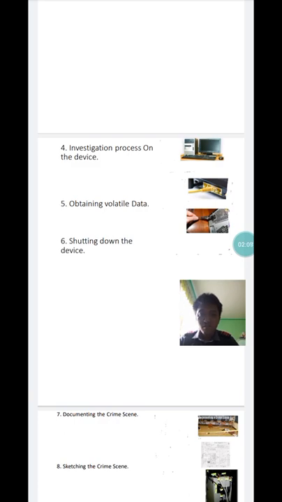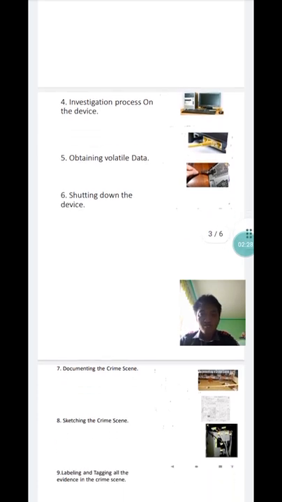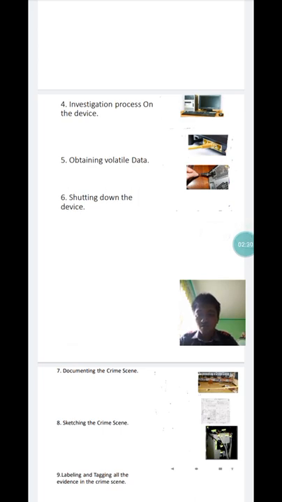Fifth is obtaining volatile data. In this procedure, the investigator should obtain all the information in the volatile data, or the memory of the computer system, and also shut down the devices. If the evidence is already obtained, the investigator should disconnect all the servers and shut down the computer device.